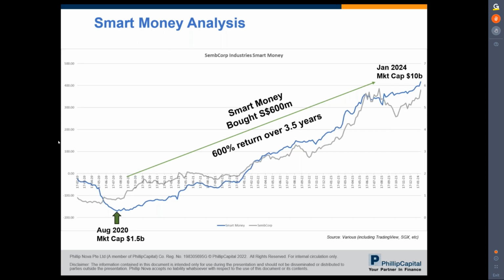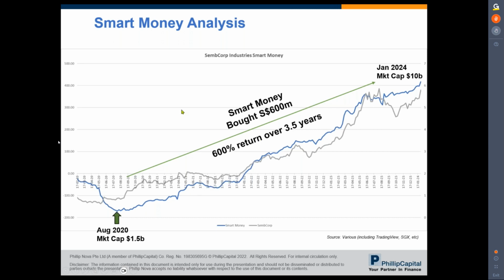So the gray line is the weekly price of Sembcorp Industries, and the blue line is the funds being added to this stock by the smart money, or funds being withdrawn from this stock by the smart money. So week after week, as the smart money keep on adding more and more funds into the stock, you will see that the blue line will appreciate, will go up.